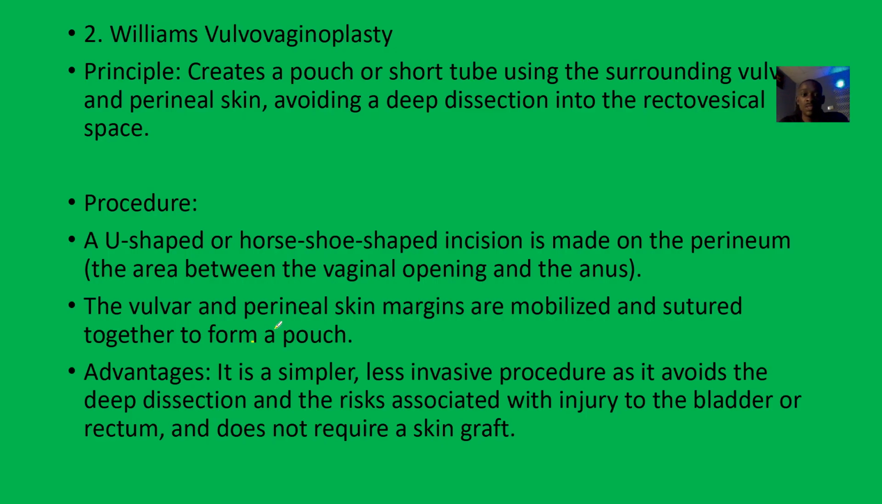Okay, so the Williams Vulvovaginoplasty. Now this one creates a pouch or short tube using the surrounding vulva and the perineal skin, allowing a deep dissection into the rectovesical space. Okay, so a U-shaped, horseshoe-shaped incision is made on the perineum. That's the area between the vagina and the anus. So the vulva and the perineal skin margins are now mobilized, okay, and sutured, pushed in to make a pouch.